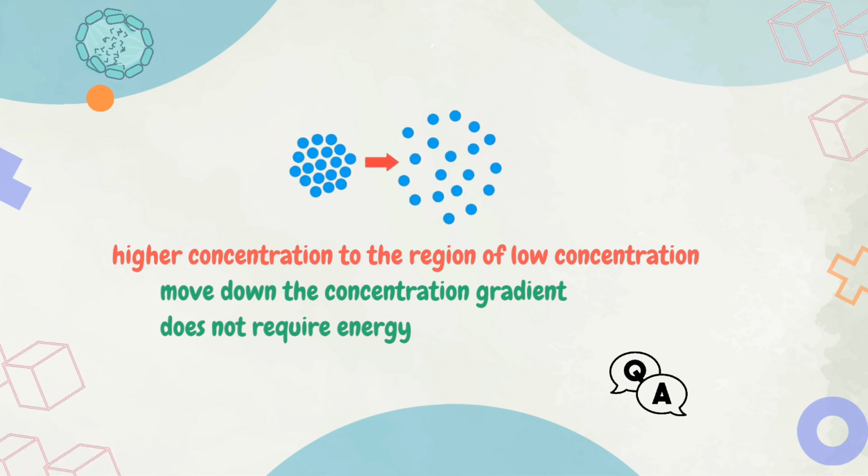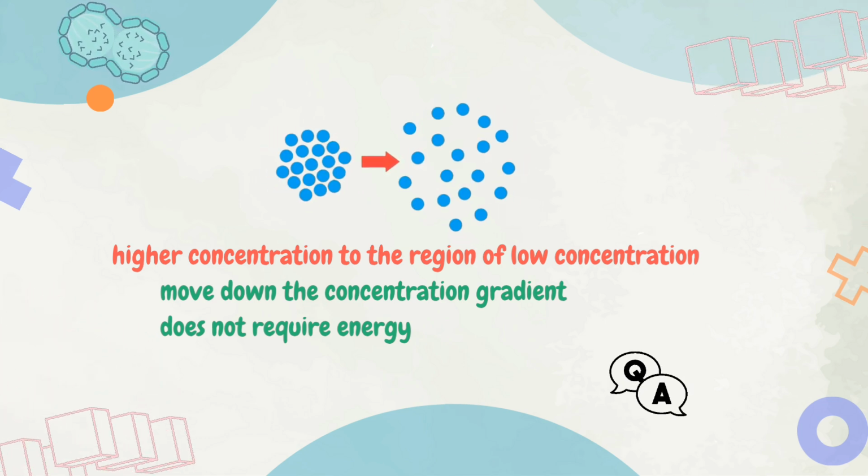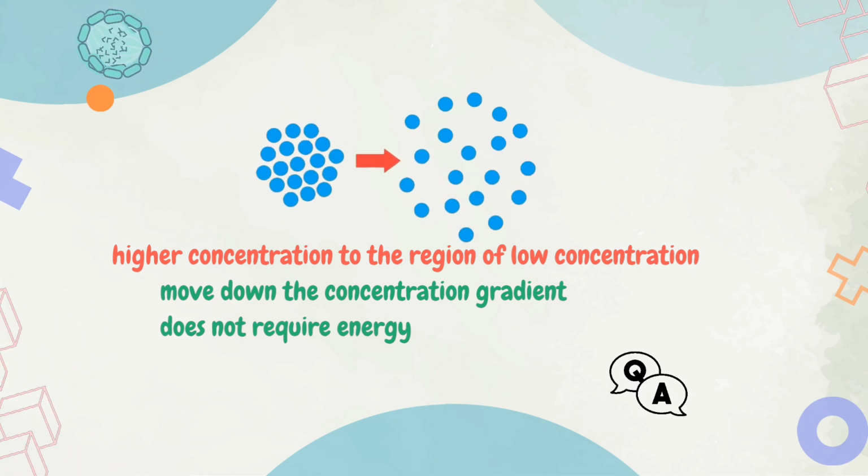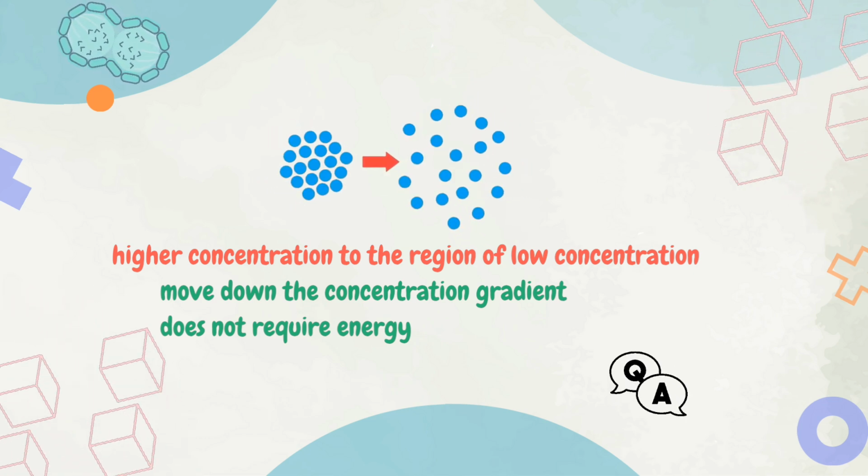Challenge number 1. If diffusion doesn't require energy, why do some substances still need active transport? Can you guess a reason? Write your answer in the comments.